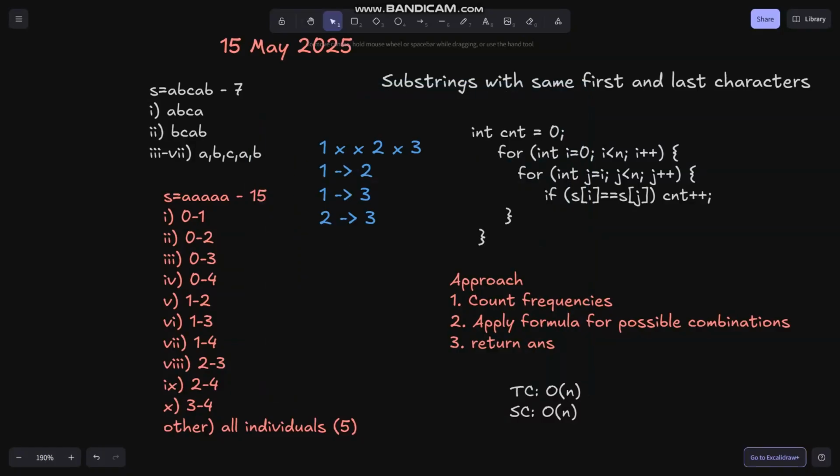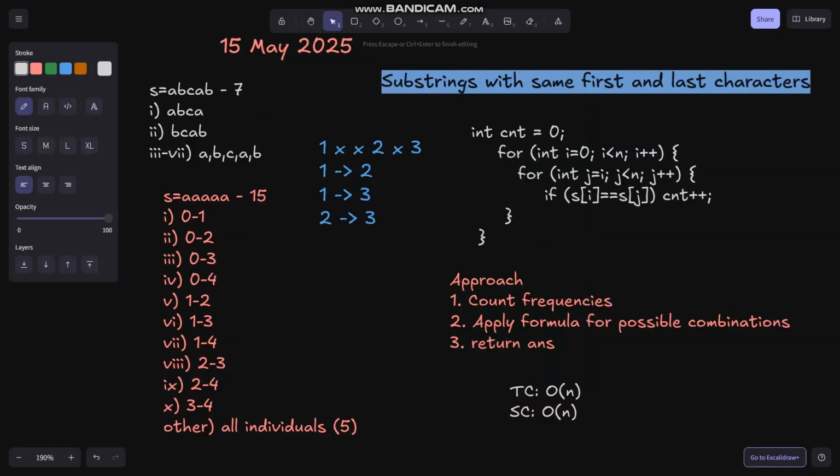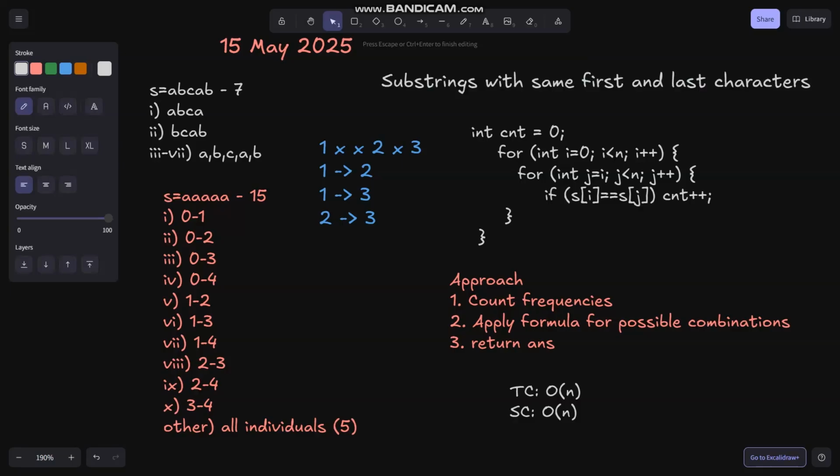15th May LeetCode, GFG question: substring with the same first and last characters. So we are given a string and we have to determine the count of all possible substrings from this string that start and end with the same character. For example, the answer here is ABCA because it is starting with A and ending with A. Similarly, BCAB is also another possible answer. And all individual characters are always considered a valid substring for this case because they start and end with the same character.